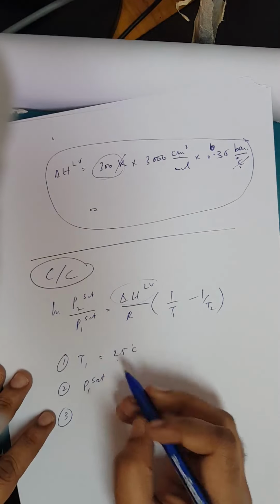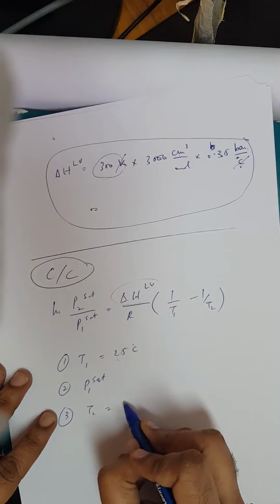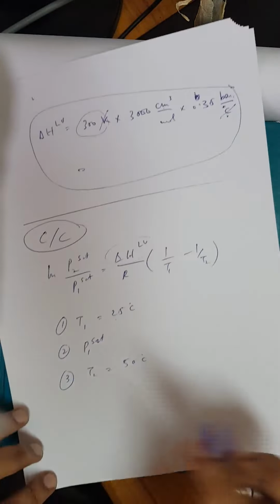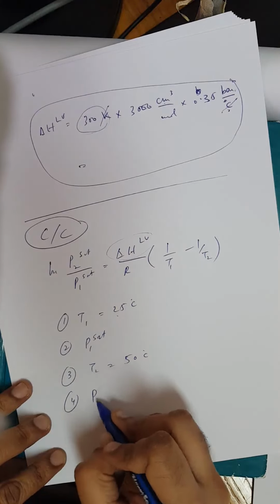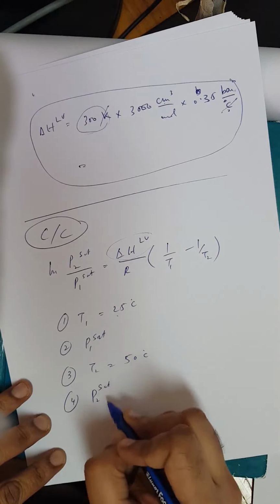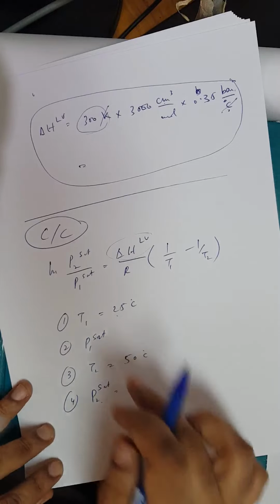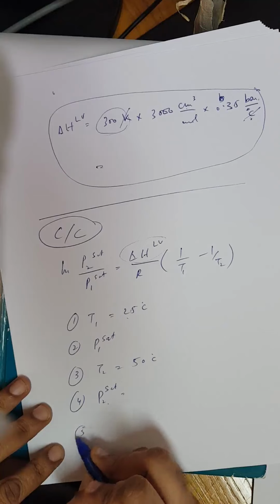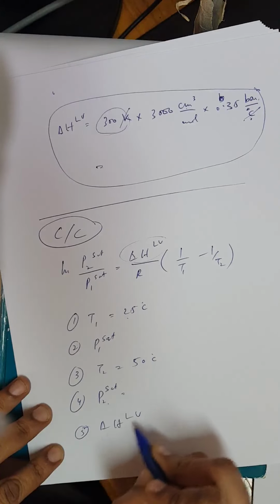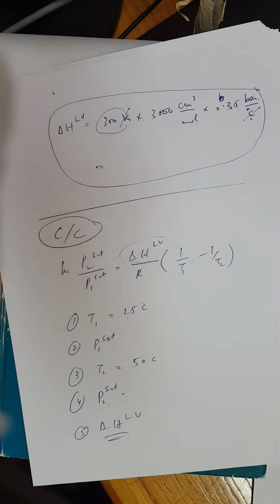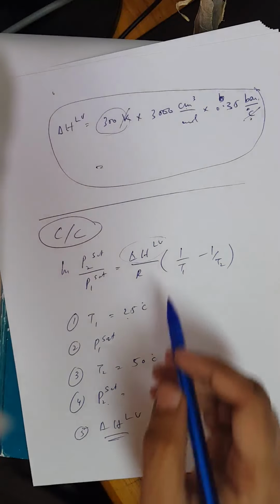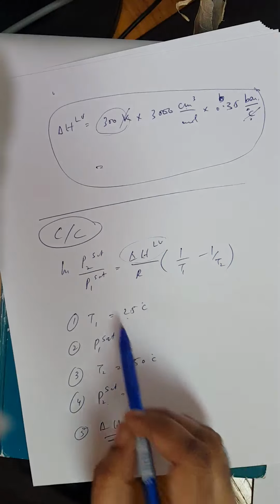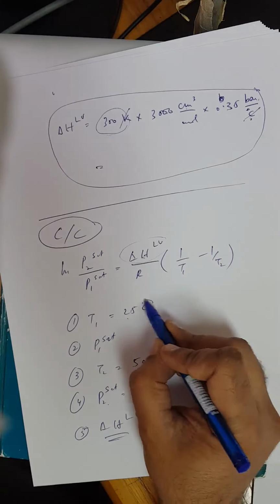Let's say one is 25, second T2 I can take 50 Celsius, and then I will find P2 sat at this T2. Then just plug in over here, multiply by R, and I will get the delta H LV. So this is a very easy question, and in Clausius-Clapeyron, our assumption is the delta H LV will remain constant whatever the temperature is.